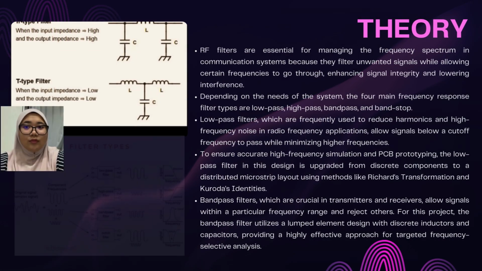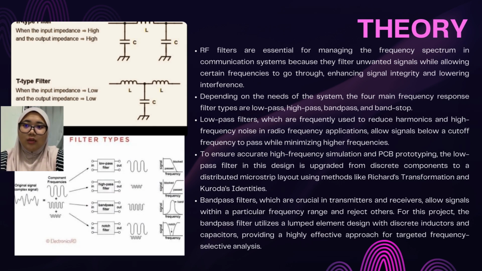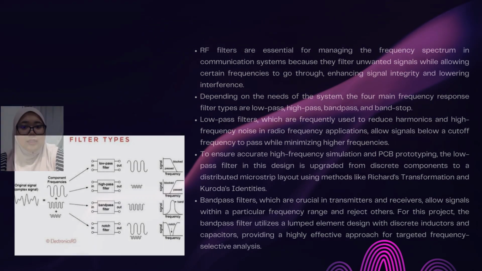RF filters help improve signal quality by rejecting unwanted frequencies and reducing interference. There are 4 common filter types: low pass filter, high pass filter, band pass filter, and band stop filter. A low pass filter allows frequencies below the cutoff frequency to pass while attenuating higher frequencies. A band pass filter only allows a specific frequency range to pass and blocks frequencies outside that range. In this project, the low pass filter was converted into a distributed microstrip, designed for better microwave performance, while the band pass filter uses lumped inductors and capacitors for frequency selective analysis.